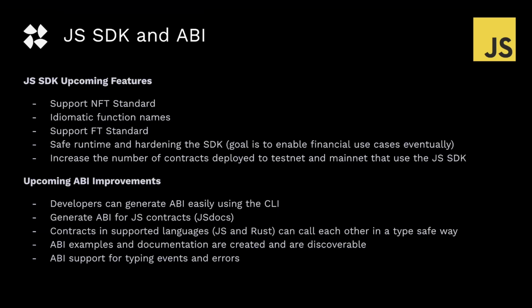And we're also going to make changes to the function names to observe the JavaScript function name convention, which is camel case instead of snake case, which you can see in typical Rust contracts. So this scope of work is planned for the near term. And then after that, we're going to be working on implementing the fungible token standards. With NFT and FT standards both implemented, we'll be releasing the JavaScript SDK version 1.0, which is a stable version. And this will be earlier next year. So very much looking forward to that.